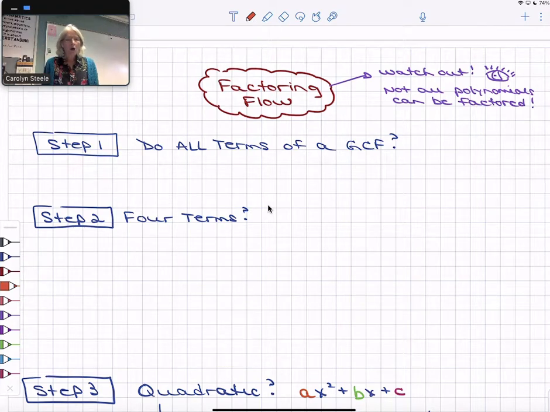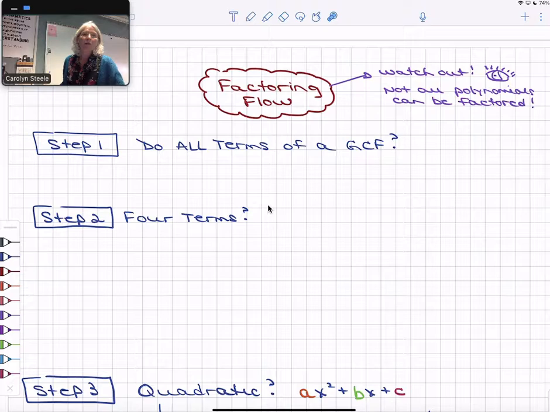In this video, I'm going to walk through just a good basic factoring flow that you can use when factoring polynomials. Now, before we start, it's really important to know that, watch out, not all polynomials can be factored. As we're practicing, every polynomial you've been given can be factored, but don't be surprised as you go along the way if you encounter polynomials that can't be factored.